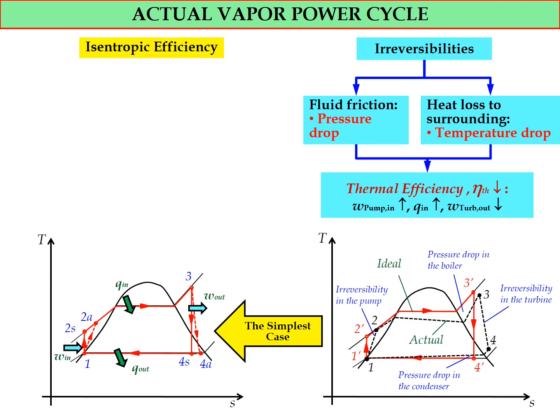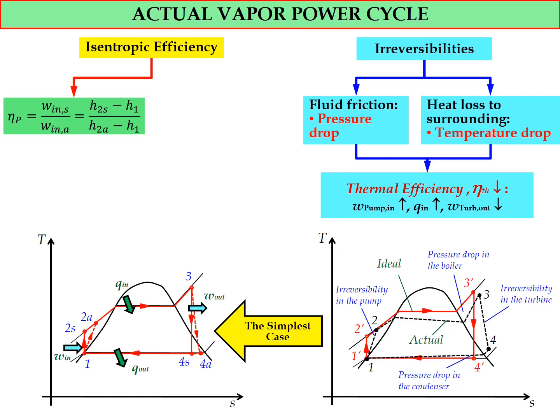Okay, so now in order to describe the actual process of compression and also the actual process of the turbine expansion, we need to consider isentropic efficiency. For the ideal case, for the compression and also expansion, isentropic efficiency is 100%. However, for the actual one, the value of isentropic efficiency for the pump and also for the turbine will be lower than 100%.